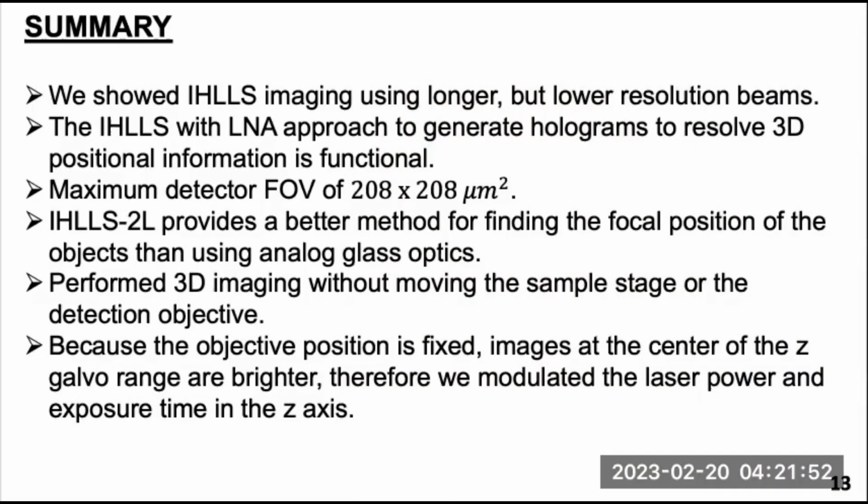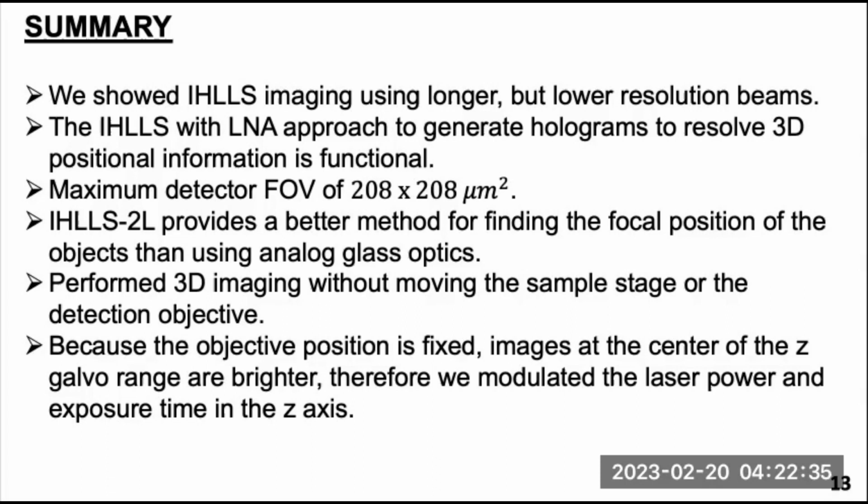In summary, we show that ILS imaging using longer but lower resolution beams is functional. We achieve the maximal field of view of the detector, which is 208 by 208 micrometers squared. ILS2L provides a better method for finding the focal position than the conventional lattice light-sheet, which is the glass optics system. We performed 3D imaging without moving the sample stage or the detection objective.